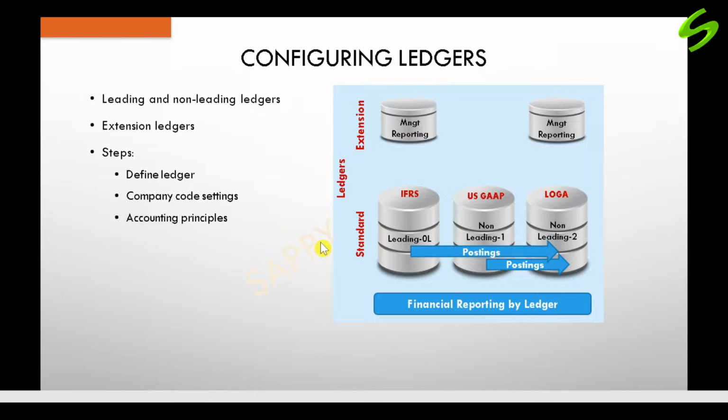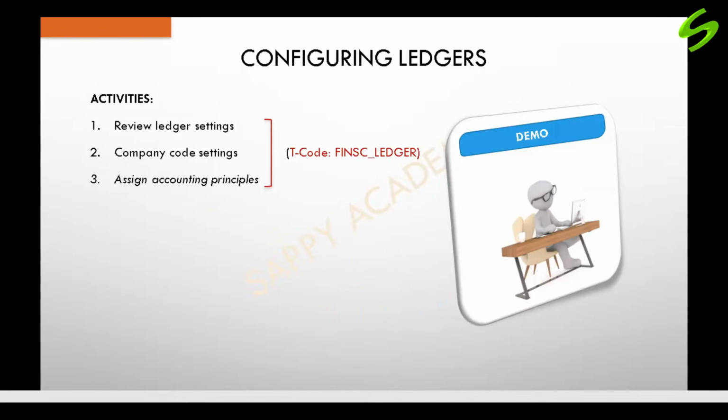When we configure a ledger, there are certain steps that we need to perform. Step number 1 is define ledger, define company code settings for the ledger, and assign accounting principles for the combination of ledger and company code. Let's have a demo on this session. Let's review ledger settings, company code settings, and the settings where we assign the accounting principles.